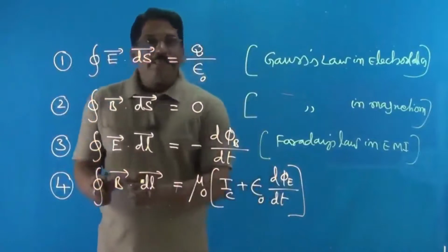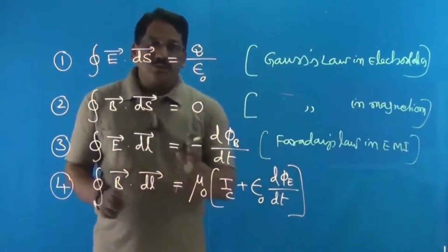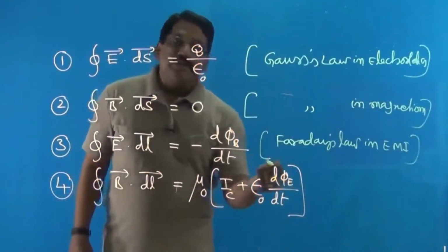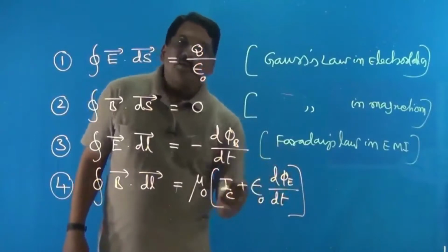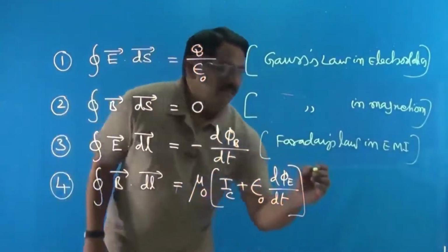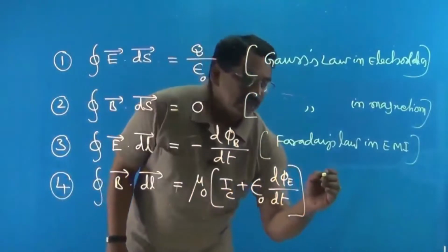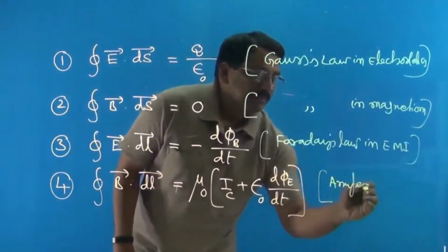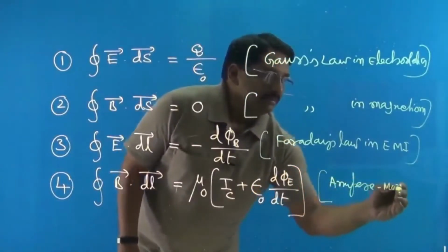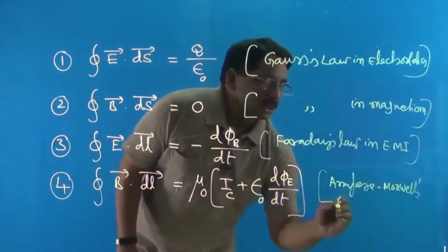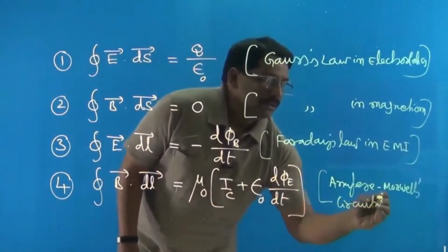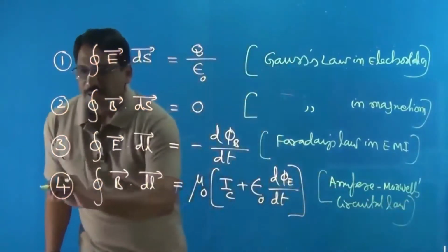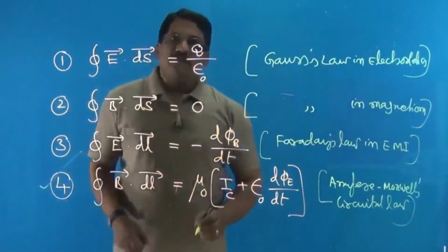So the line integral of the magnetic field over a closed loop is equal to mu naught times the sum of conduction current and displacement current threading that closed loop. This is our modified form of Ampere circuital law, or simply we call this Ampere-Maxwell's circuital law, and this is the modified form of Ampere circuital law. So option 4 is our correct answer.